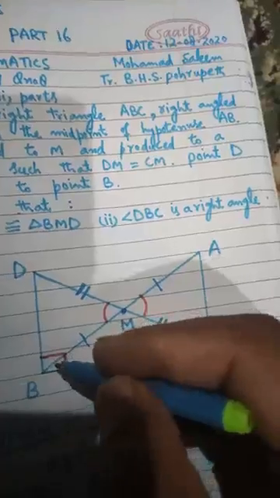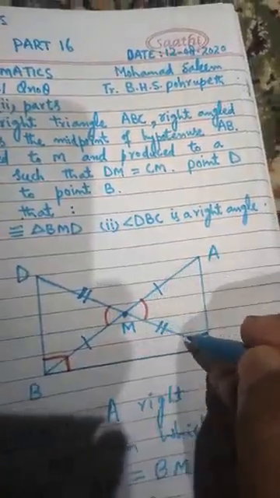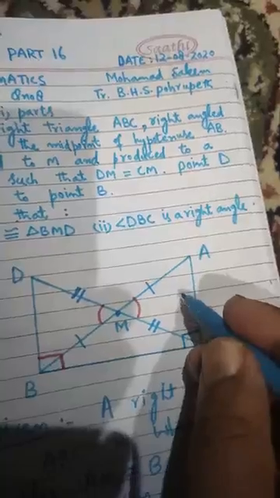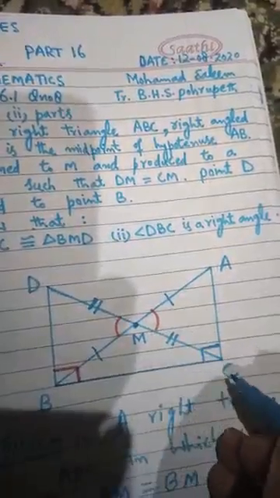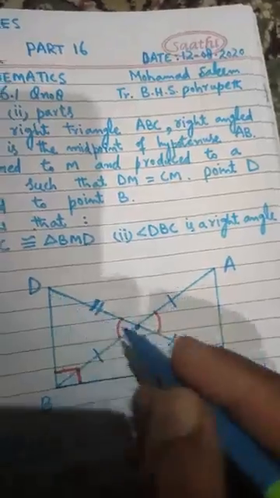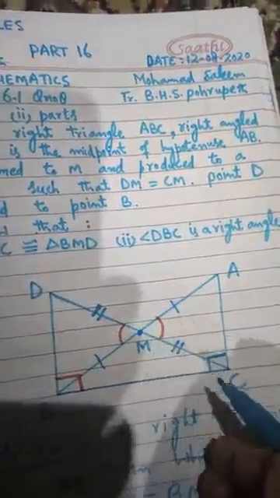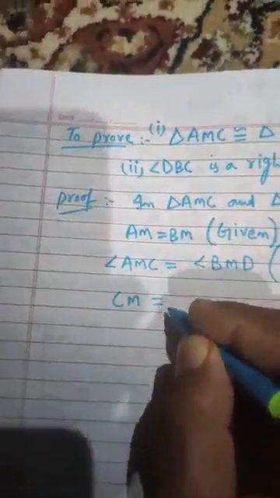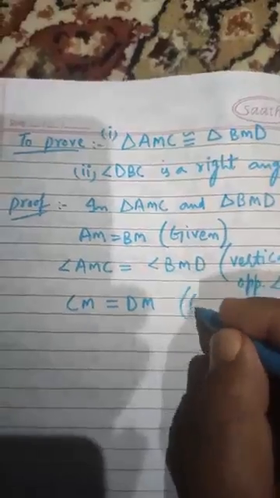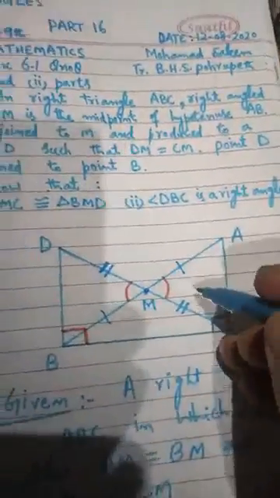Okay, here we have got a side and then we have an angle. Similarly, in this triangle we have a side and then this angle. Now we are going to prove another side, that is CM of this triangle is equal to DM of this triangle. CM of this triangle and DM of this triangle, these are also equal. DM is equal to CM, or CM is equal to DM. That's given. So we can write here CM is equal to DM and it is given.